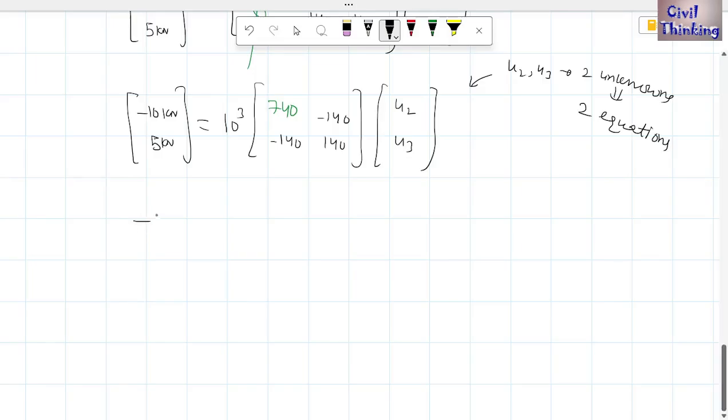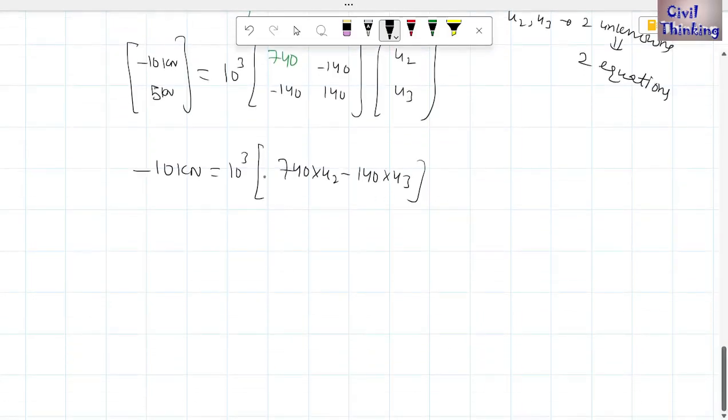So the first equation is going to be minus 10 kilonewton is equal to 10 to the power 3 times first row times this column, 740 times U2 minus 140 times U3. Oh, I am sorry for being fast. So for the first row, I have to multiply this row with this column, right? So 740 times U2, first element times first element, then minus 140 times U3, second element times second element, okay?